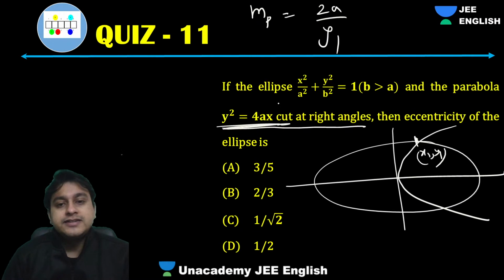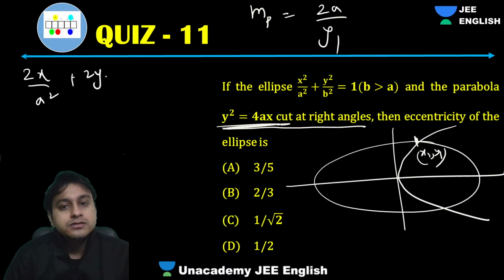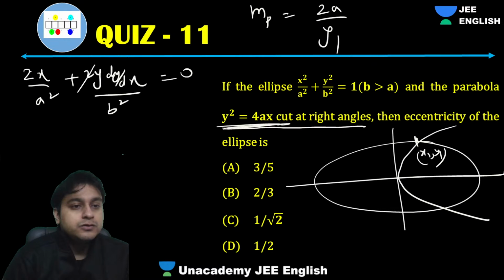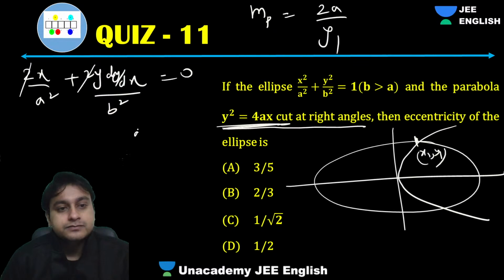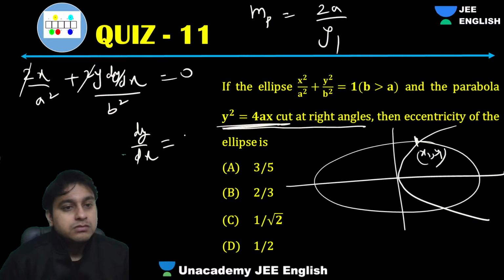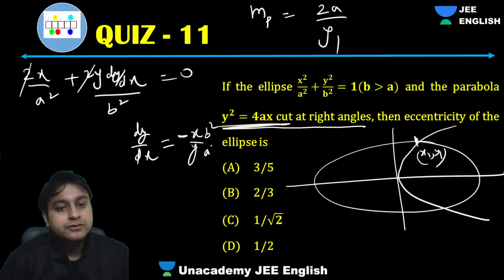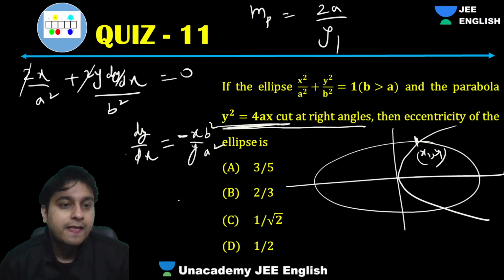Now for this ellipse, let's do it. If you differentiate that equation, guys, we'll get 2x by a square plus 2y dy by dx by b square equals 0. The 2 cancels, and dy by dx will be coming as minus x upon y into b square by a square. Okay.